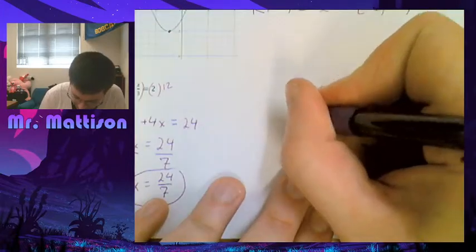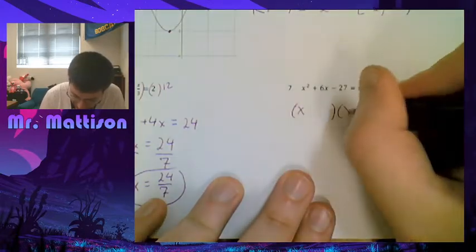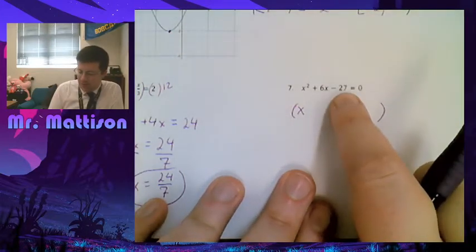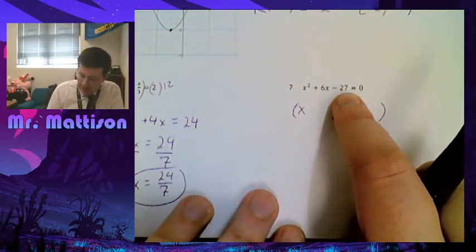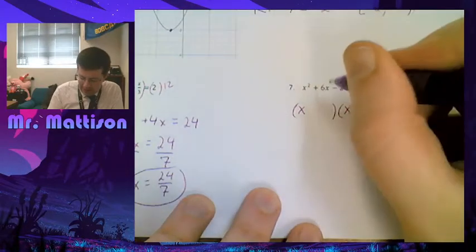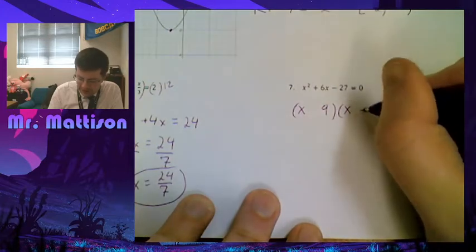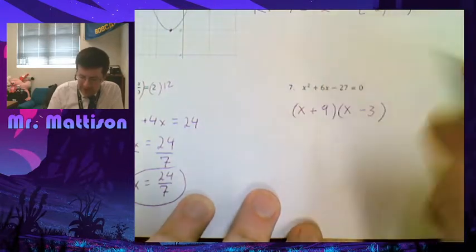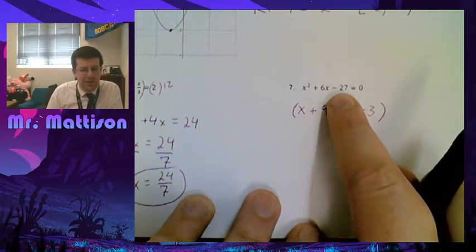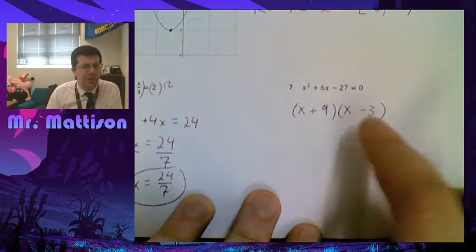So I'm going to be looking for, is there some value, it's going to be x here and x here, some value that can multiply to be negative 27 and add to be a positive 6. So that's going to be 9 and negative 3. If I do 9 and negative 3, these multiply to be that negative 27, and 9 plus negative 3 is going to add to be that positive 6. So there it is factored.